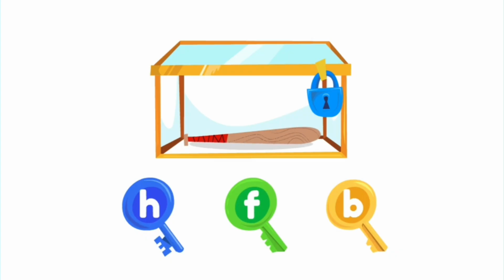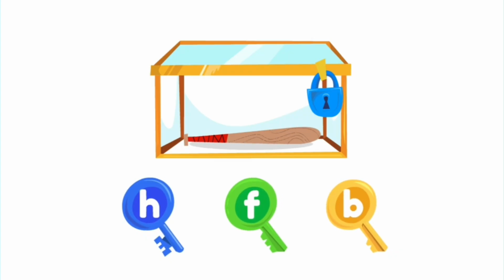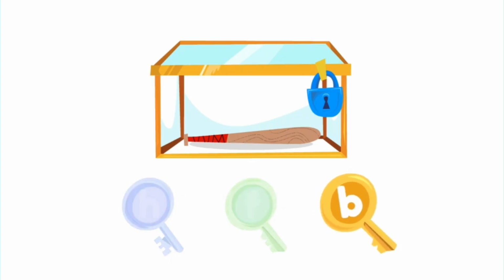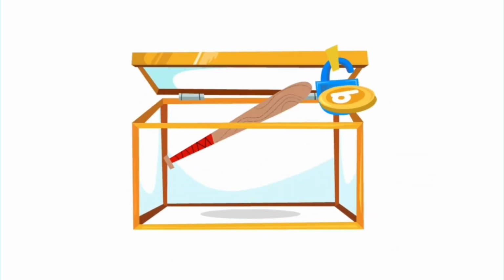Bat. What sound does the word bat start with? B. It's b, bat. Let's play ball.